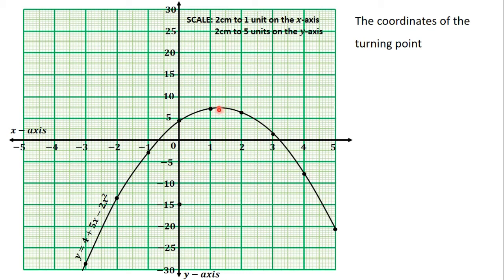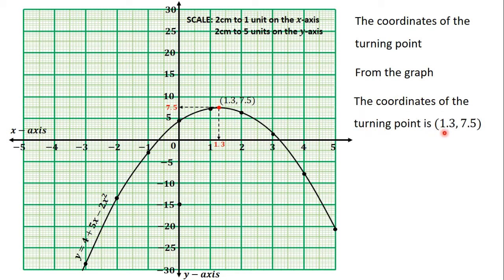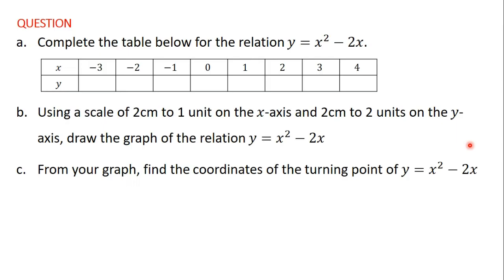So the turning point occurs here. After you have located the turning point, you trace it to the x-axis to get the x coordinate, then you trace it to the y-axis to get the y coordinate. On my graph, the x coordinate of the turning point is 1.3 and the y coordinate is 7.5. So the coordinates of the turning point is the x coordinate first, so 1.3, then comma the y coordinate 7.5. So from the graph, the coordinates of the turning point is (1.3, 7.5). Let's look at the next question.